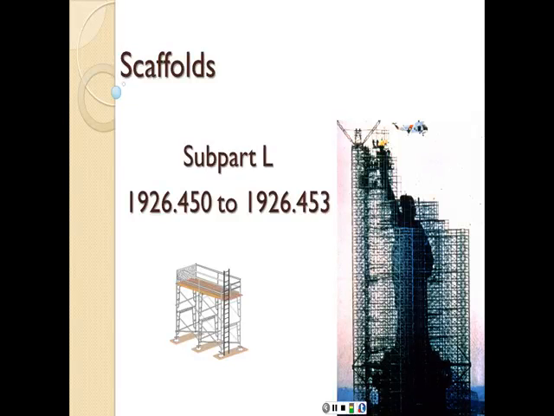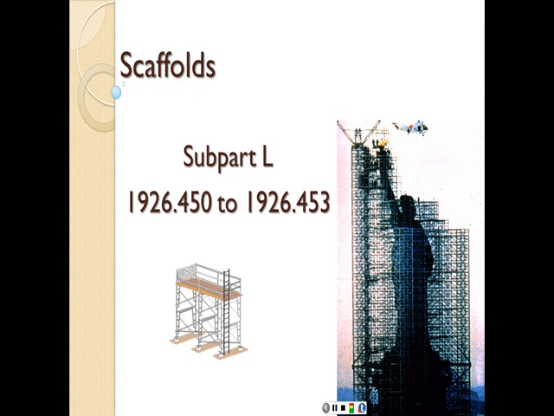Hello to another lecture in construction safety, and today we're going to talk about subchapter L, which is scaffolds. As you can see from this picture, scaffolds can be small in size or they can be as big as something like this. This is not exactly an actual picture, but it's a real portrayal of the scaffolding that surrounded the Statue of Liberty while it was being renovated a few years ago.